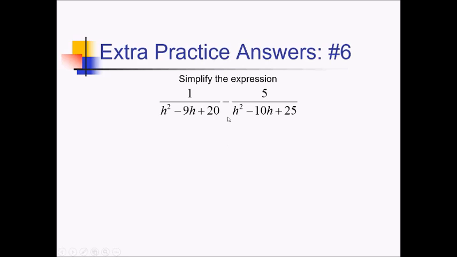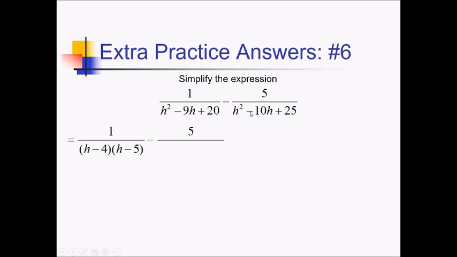To subtract these rational expressions, we first need a common denominator. And although they both have h squareds, the commonalities end there. We're going to have to factor these and see what factors we're going to need for an LCD. So factoring the denominators now, for the first denominator, I need factors of 20 that add up to negative 9. So let's see, we've got 1 and 20, that doesn't work. 2 and 10 is not going to work. 4 and 5 works if we have negative 4 and negative 5. So I'll write h minus 4 and h minus 5 down there.